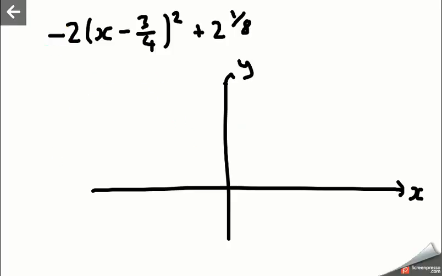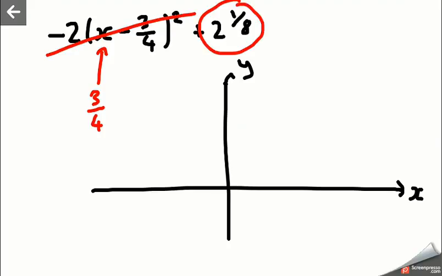The second thing to notice, where is our turning point? Well, our turning point has to be when x is equal to 3 over 4, because if I put 3 over 4 in there, I'm going to have negative 2 times 3 over 4 minus 3 over 4 squared. So it's going to be negative 2 times 0 squared. So that whole thing would cancel out to 0. And so the biggest number that our parabola can possibly be is 2 and 1/8. That's the highest y value it can reach, and therefore that's the turning point.